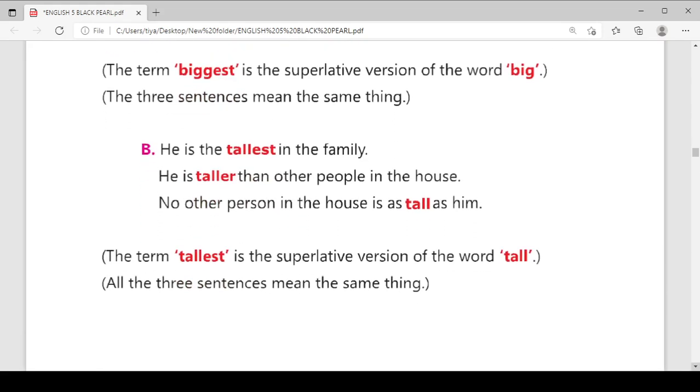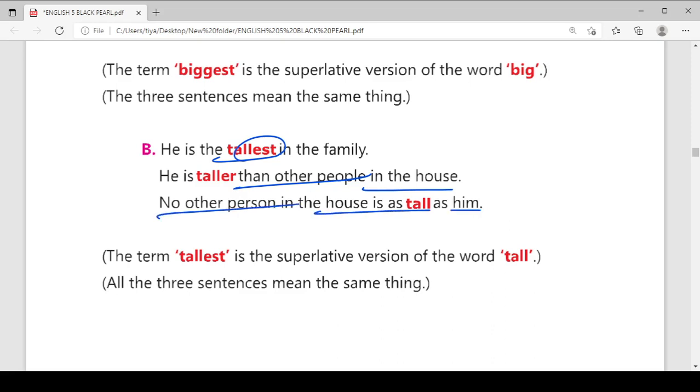So this is the superlative degree. Now you just need to understand the concept and practice more and solve your exercises. Like, he is the tallest in the family. Whenever we need the comparative degree, we can say he is taller than other people in the house. Or for the positive degree, we can say no other person in the house is as tall as him. All three sentences mean the same. Concept is more important.